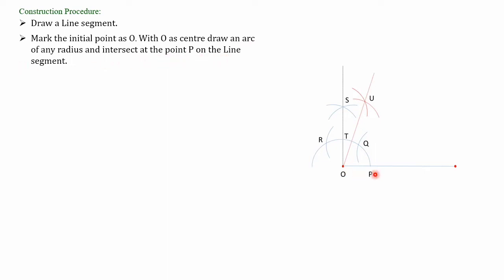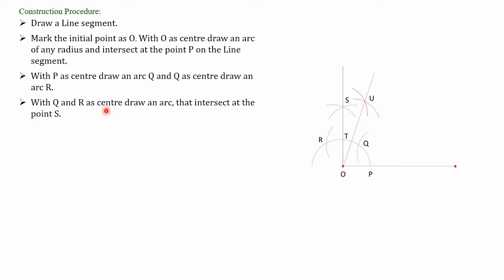So I have drawn a line segment. The initial point I have marked as O, and one more point I have marked P. With P as center, I have drawn an arc and put the point Q. And with Q as center, I have drawn another arc and put R.